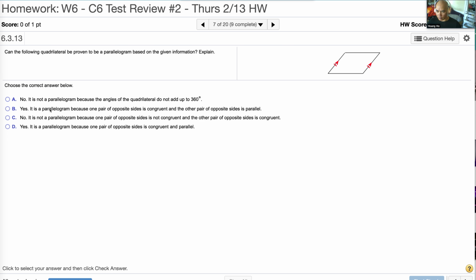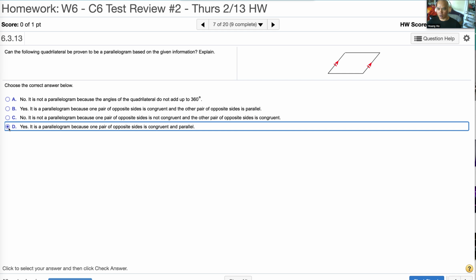Which option? Yes, it is a parallelogram because one pair of opposite sides is congruent and the other pair of opposite sides is parallel. That's not the correct answer. It has to be D. It is a parallelogram because one pair of opposite sides is congruent and parallel at the same time. So the correct answer is D.